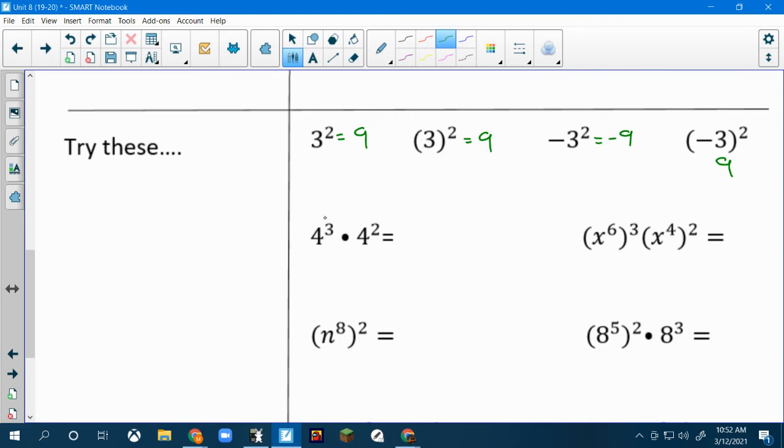Okay, let's simplify these out. 4 to the third times 4 squared. That means we are adding those exponents up, and you're going to get 4 to the fifth.